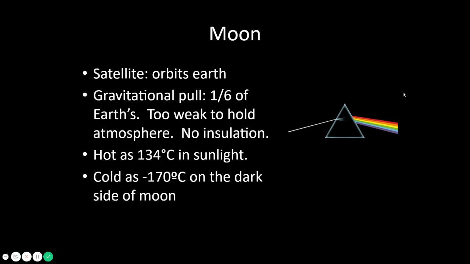Now, the moon's gravitational pull is a sixth of Earth, so that's why we weigh less on the moon. And it's too weak to hold an atmosphere. There's no insulation, so therefore, in the sun, it's 134 degrees Celsius. And on the dark side, it's negative 170 degrees Celsius.